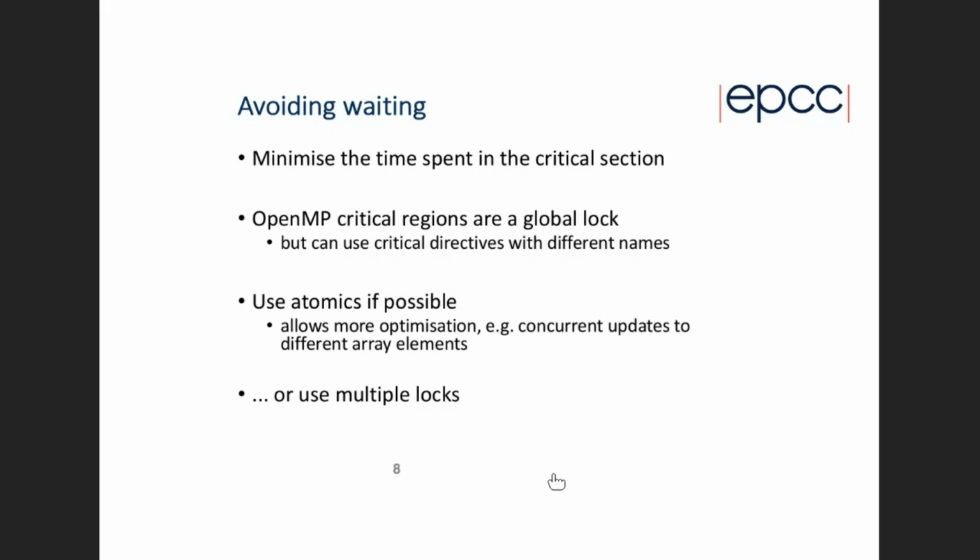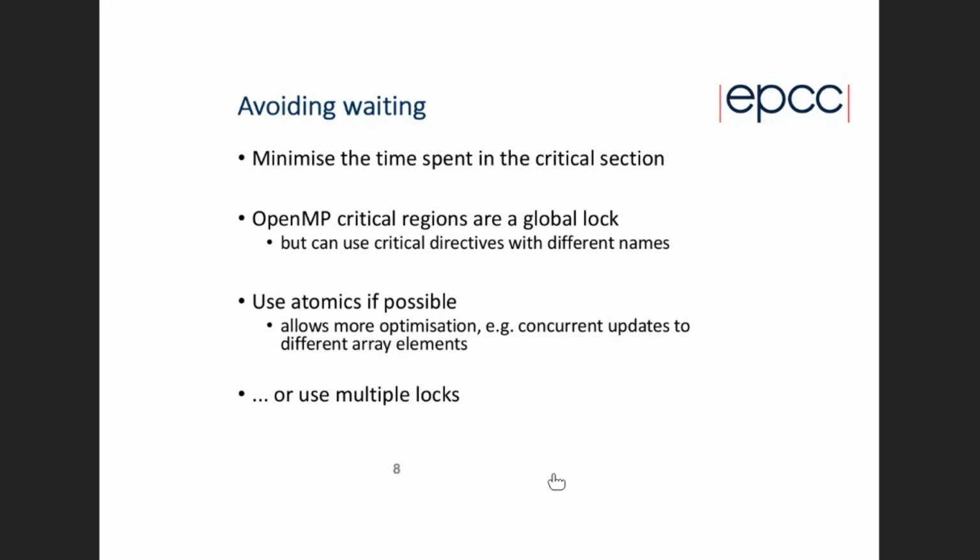In particular, if you use atomics, that permits concurrent updates to different array elements. So if the thing that you're trying to update is an array element, if you use a critical region, then that blocks access to the entire array. Whereas if you use atomics, then, well, it's not absolutely guaranteed, but most implementations will permit concurrent updates to different array elements.